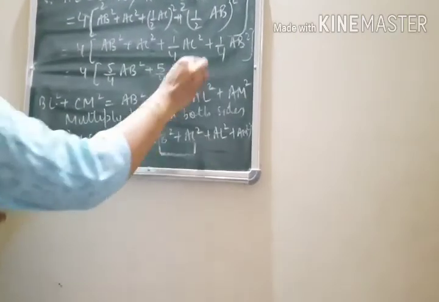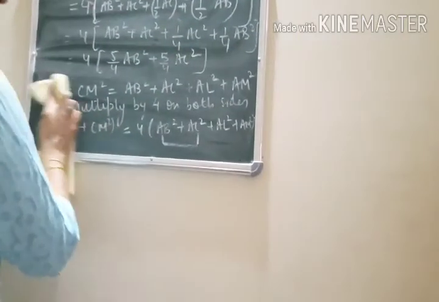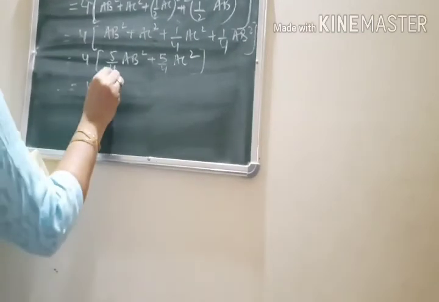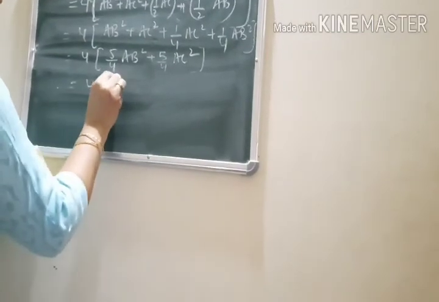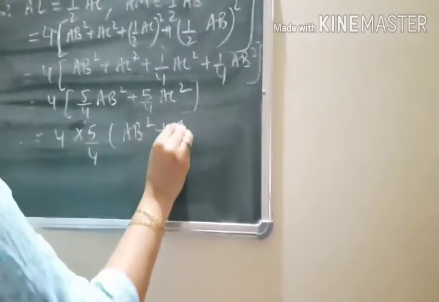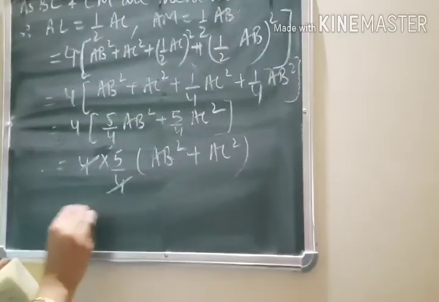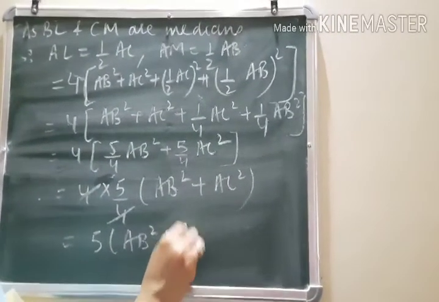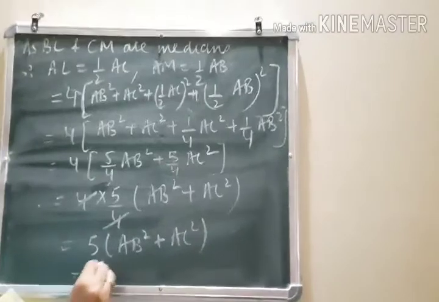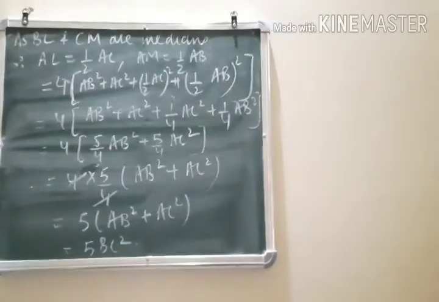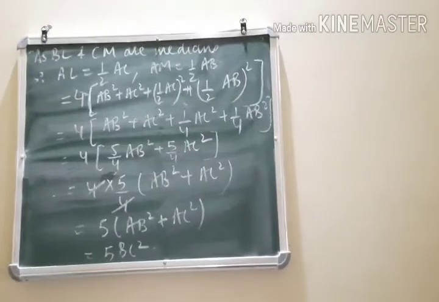Okay. Now 4 you can take as LCM and it will be cut with the 4 then. So it will be 4 times 5 by 4, you can take common, AB square plus AC square. Cut it, it is equal to 5 times AB square plus AC square, and AB square plus AC square is BC square. So this is the answer. This is what you have to prove, right?